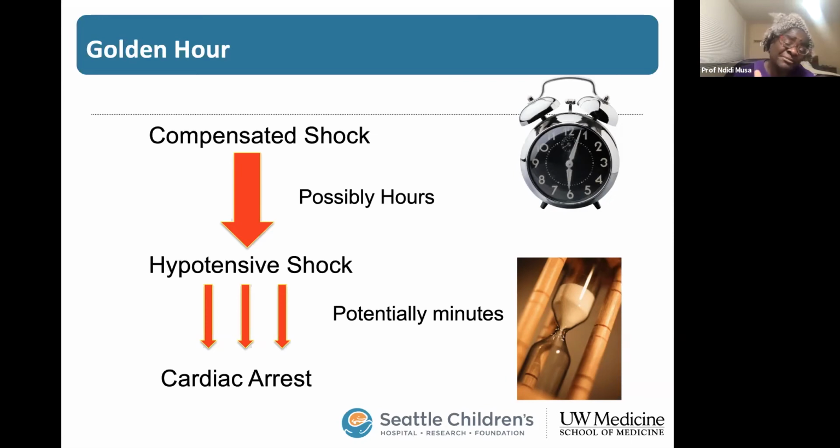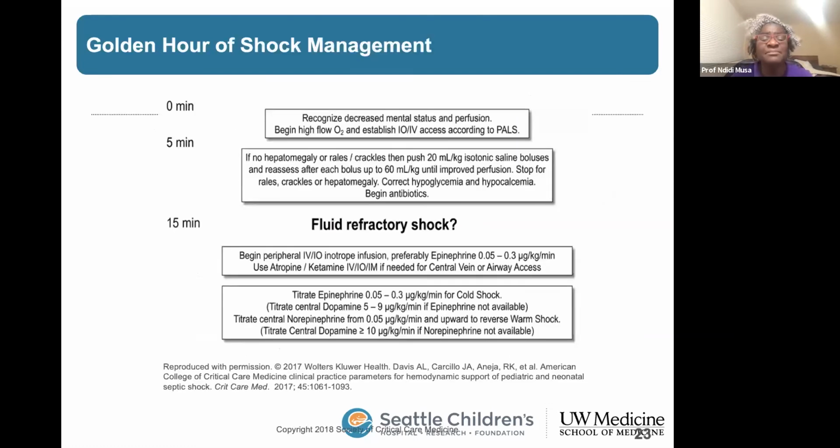Because the difference between hypotensive shock and cardiac arrest is potentially minutes, whereas you have hours to resuscitate the patient when they're in the compensated phase, okay? So the children compensate for a long period of time, and you want to catch them in that phase, reassess, re-intervene, reassess, intervene, so that you can prevent hypotension and therefore cardiac arrest.